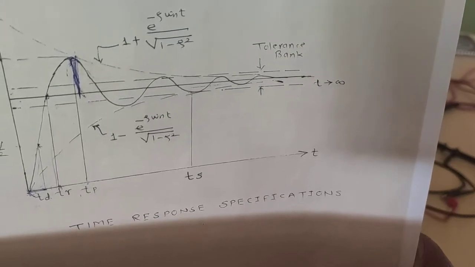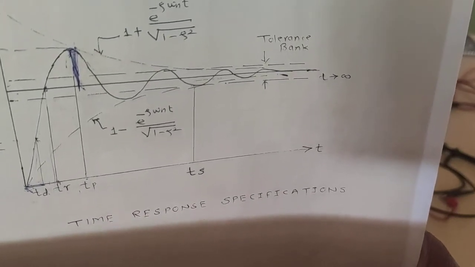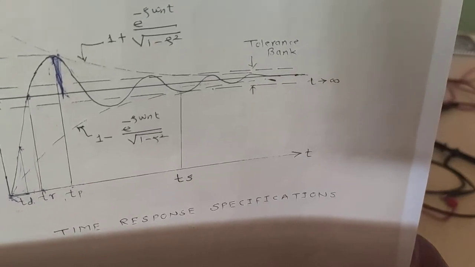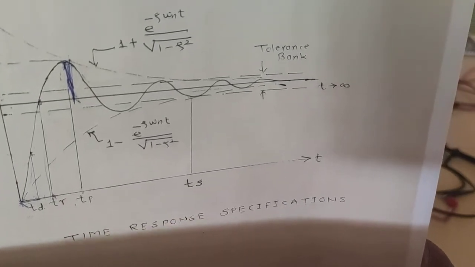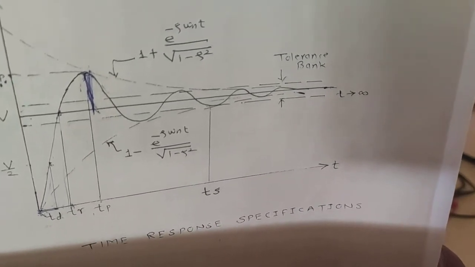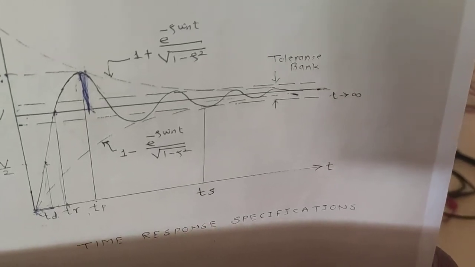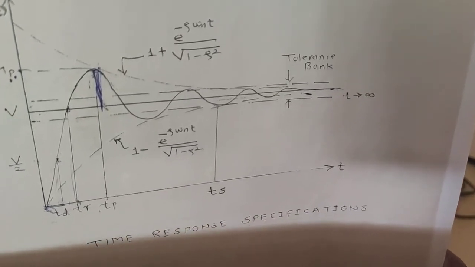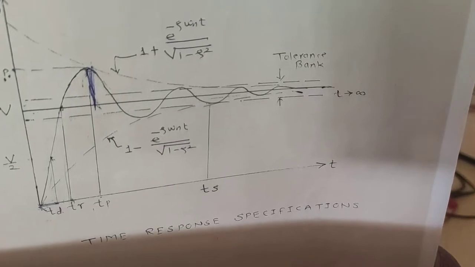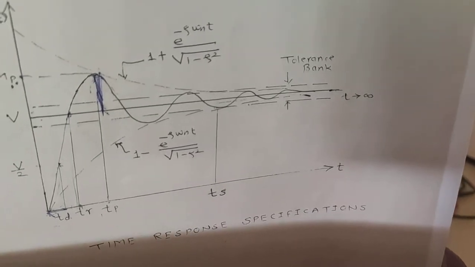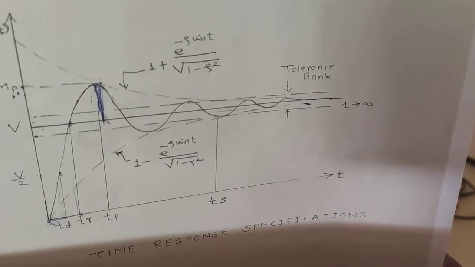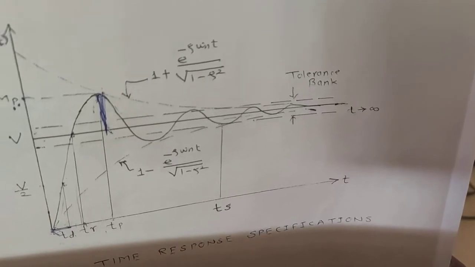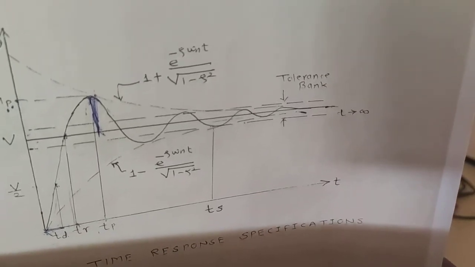So the response initially has transients, but after some time the transients are dying out slowly, and after some time we can consider here Ts. It is shown in the diagram. After this Ts, our response lies within the specified tolerance band. This may be 2 to 5% of the final value. So after this Ts, our response is not going beyond this dotted line. That means it has settled in the specified tolerance band. Therefore this is called the settling time.